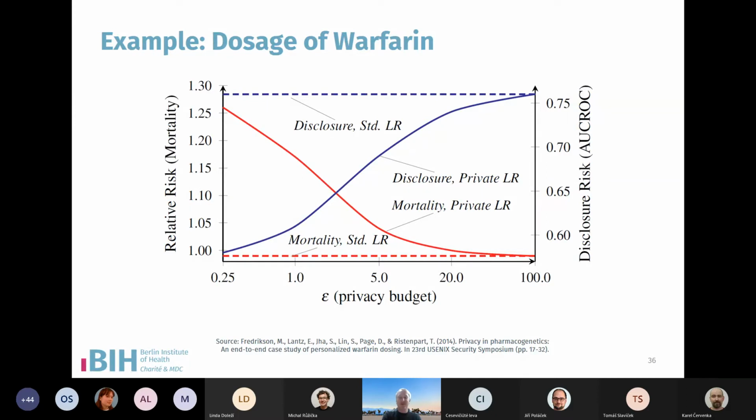So there's more protection from disclosure, but of course your predicted warfarin doses become increasingly less optimal, basically putting patients at risk of dying. So this is sort of a thought experiment, but a practical application example, really showing what this can mean in practice, for example, if you use such models to treat patients.